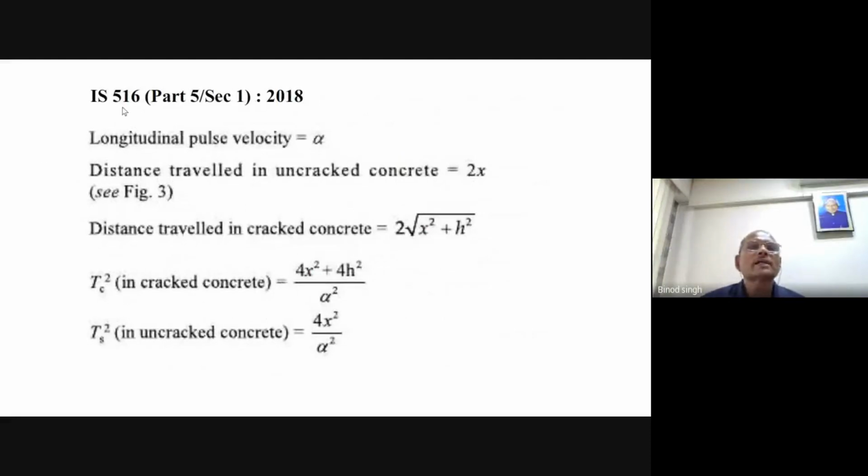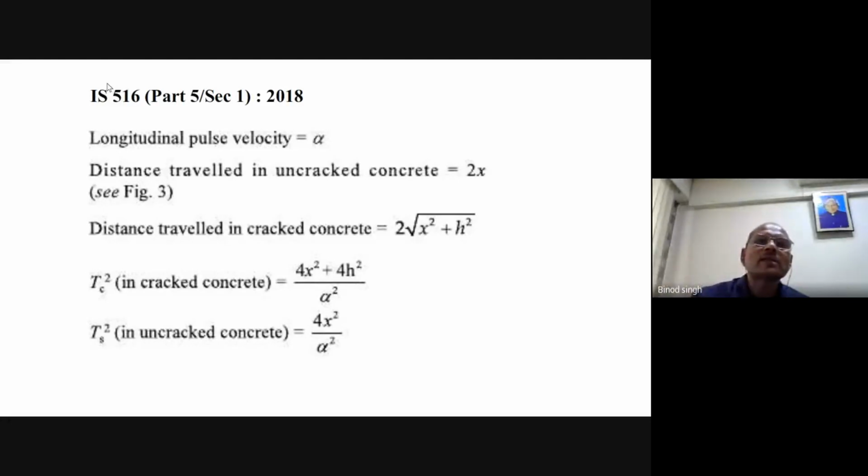If you see IS 516 part 5, IS 516 has now been divided into 12 parts, and some portions are still to come. So they have divided IS 516 into a total of 12 parts.